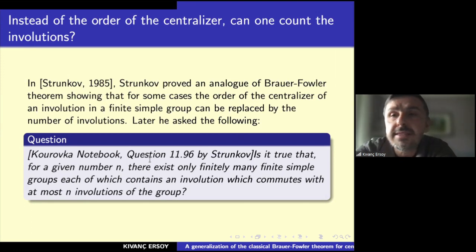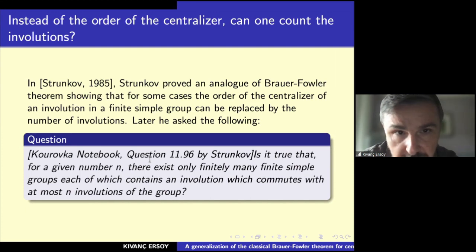So recently, we have come across a very interesting, nice result by Skresanov, but I want to show a little bit of history about it first. As I have said, in the classical Brouwer-Fowler theorem, as well as the generalization by Hartley, the subgroup centralizer and its order was important. And in 1985, Strunkov proved an analog of the Brouwer-Fowler theorem, showing that in some cases the order of the centralizer can be replaced by the number of involutions in the finite simple group.